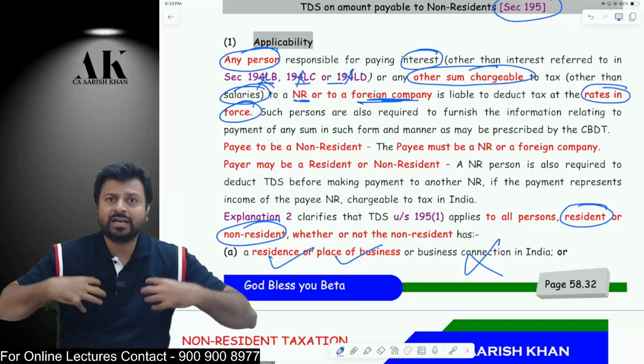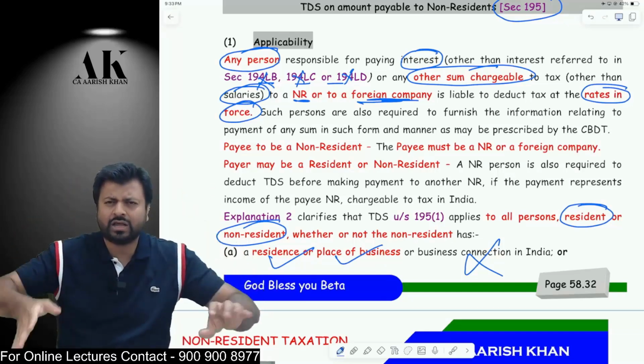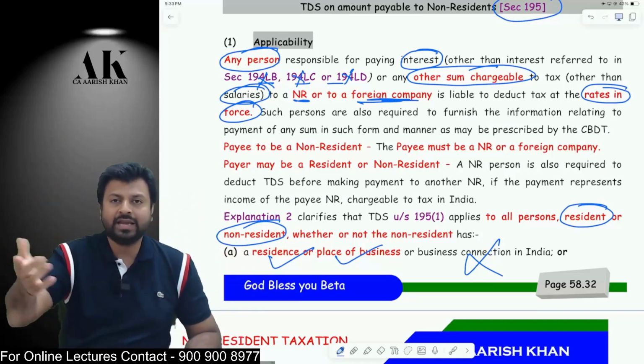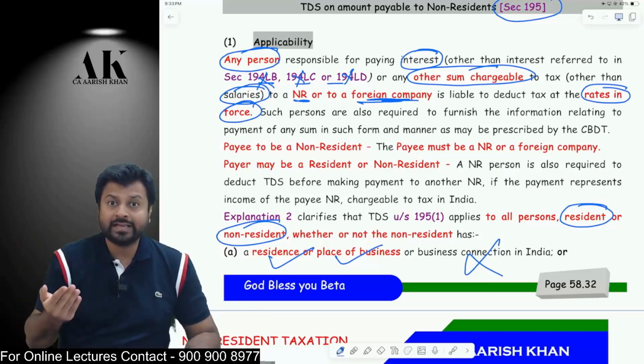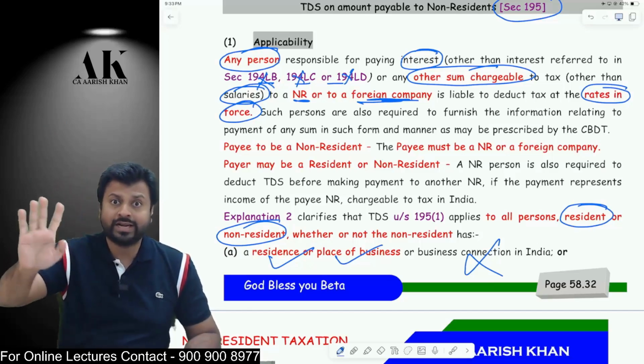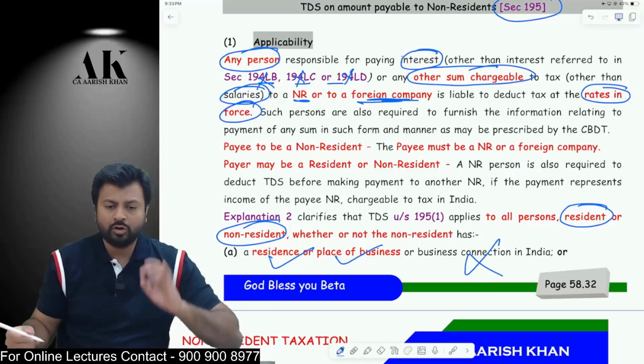So who is the deductor? The deductor is any person. Resident, non-resident, have a presence in India, does not have a presence in India. Everybody has to deduct TDS. Who is the payee? The payee has to be non-resident or foreign company. When TDS has to be deducted? When the income of the other person is chargeable to tax in India, only then deduct, otherwise don't deduct. Okay. At what rate you will deduct? Rates in force. Okay. I hope it is clear to all of you.